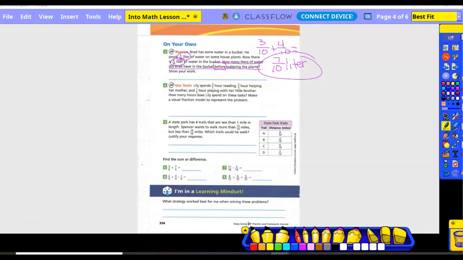Number 4. Lily spends 3/5 hour reading, 2/5 hour helping her mother, and 1/5 hour playing with her little brother. How many hours does Lily spend on these tasks? So we have 3/5, 2/5, 1/5, and they want to know how many hours Lily spends on these tasks. And they want us to make a visual model this time to show our work. Okay, so I'm going to draw a fraction bar.